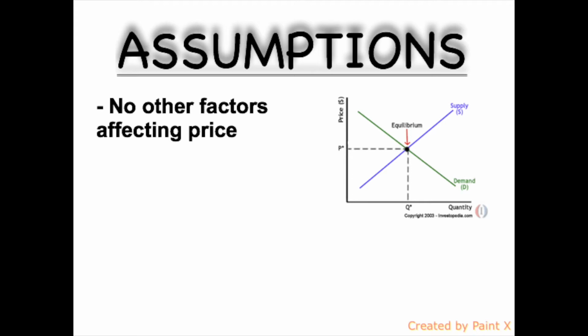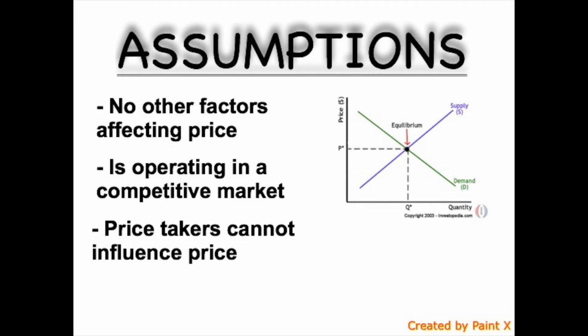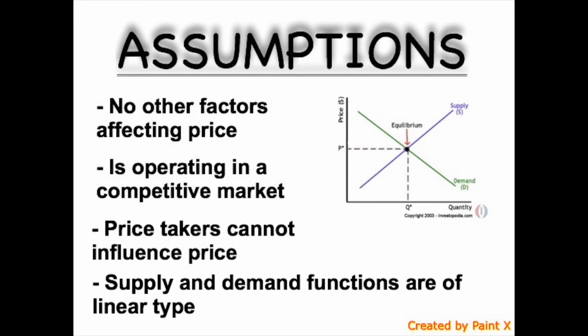Moving on to the assumptions. Assumptions involved in the demand and supply model of pricing include that there are no other factors affecting the price. For instance, this would be no change in price of other goods. It is also operating in a competitive market. Price takers cannot influence the price, and the supply and demand functions are of linear type. Supply has positive slopes, whereas demand has a negative slope, except when in perfect competition.